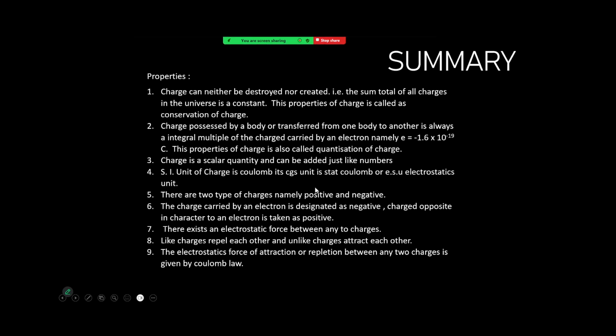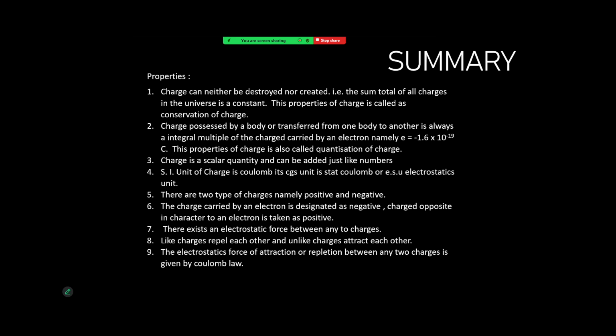We summarize the whole set of whatever we studied. Charges can neither be destroyed nor created, that is the conservation of charge. Charge possessed by a body or transferred from one body to another is always an integral multiple of the charge of an electron. Charge of an electron is taken as 1.6 into 10 raised to minus 19 coulomb. This property is also called quantization of charge. Charge is a scalar quantity and can be added like mere numbers. SI unit of charge is coulomb, CGS unit is stat coulomb or ESU.